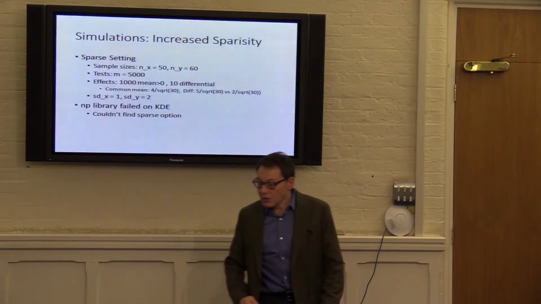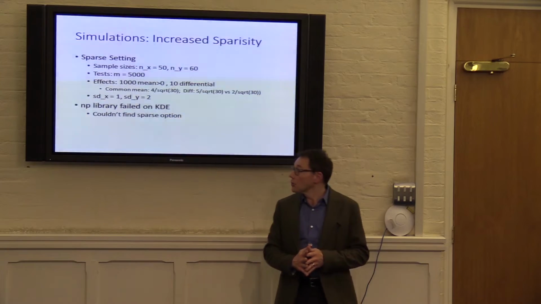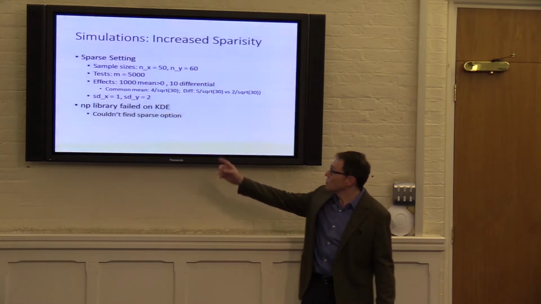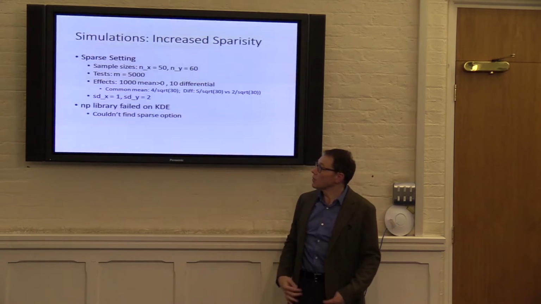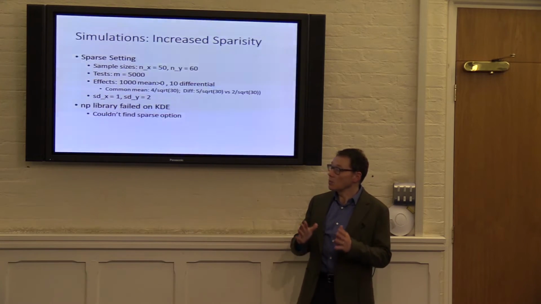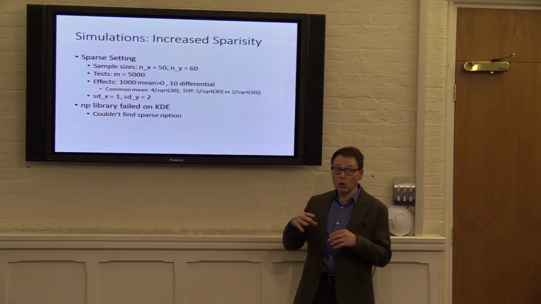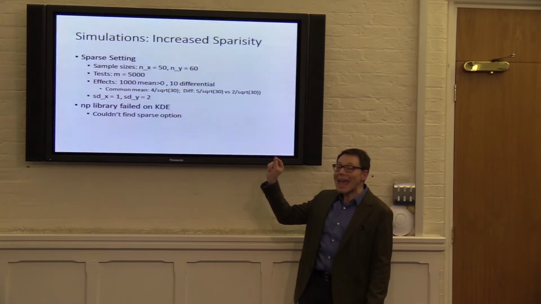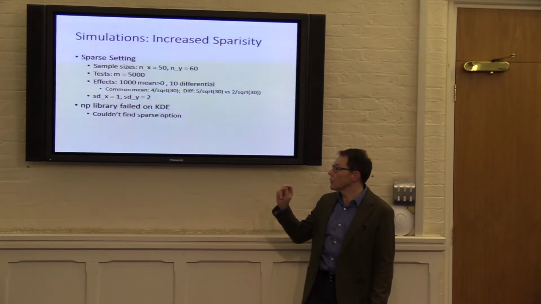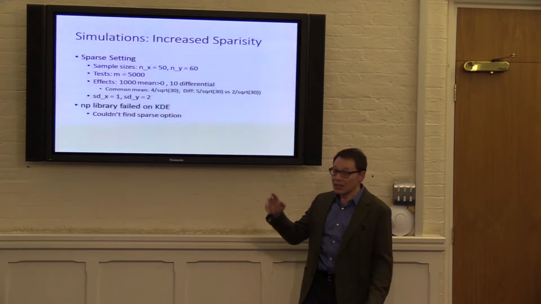So I also wanted to look at a case with increased sparsity. Now if I do something pretty punishing, looking at the same number of non-zero effects overall, 1,000, but only 10 effects where there's a differential effect, then it actually just exploded.